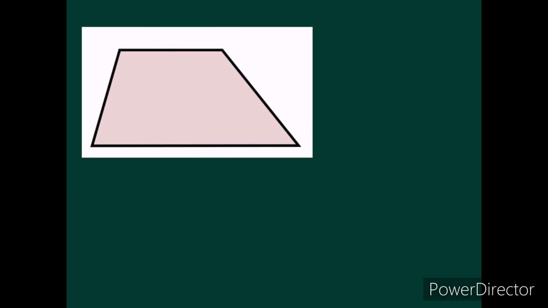Next, the last kind of quadrilateral is what we call the trapezoid. So what is a trapezoid? It has only one pair of opposite sides that are parallel to each other. So that is what we call a trapezoid.